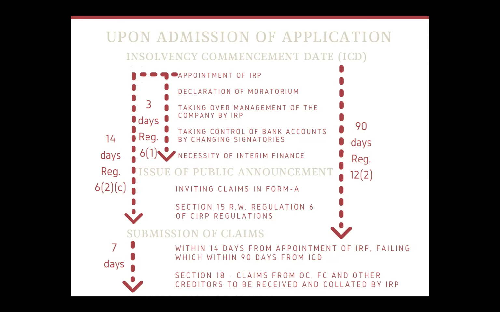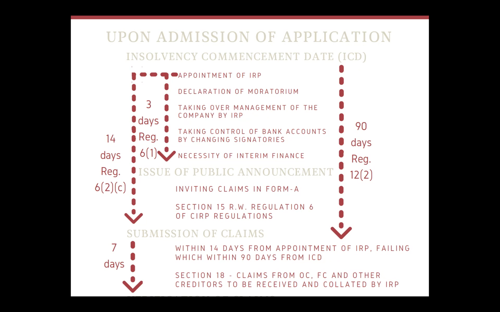So all these financial creditors should strive to file it within the 14 days. But if you are not in a position to file it within the 14 days, then the law also provides for you to file within 90 days from the insolvency commencement date. So from the insolvency commencement date, within 90 days, claims can be filed, and the RP is authorized to receive your claims till the 90th day from the date of insolvency commencement. I hope this is clear.